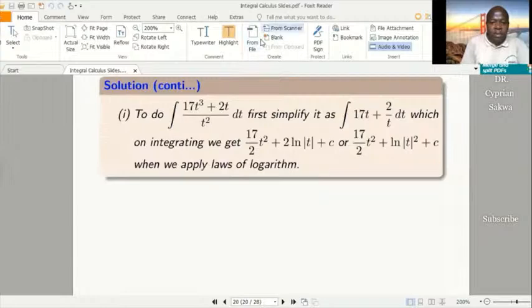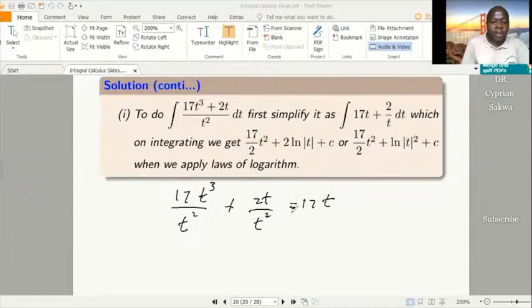Now finally, we look at this other one, and this one is very easy. We have t squared in the denominator, and we have t cubed, and then t. Whenever we have the variable in the denominator, we begin by first of all dividing. So when you take 17 t cubed divided by t squared, plus 2t divided by t squared, this part will give you 17t, and this other part will give you 2 out of t. So first simplify it as 17t plus 2 out of t.